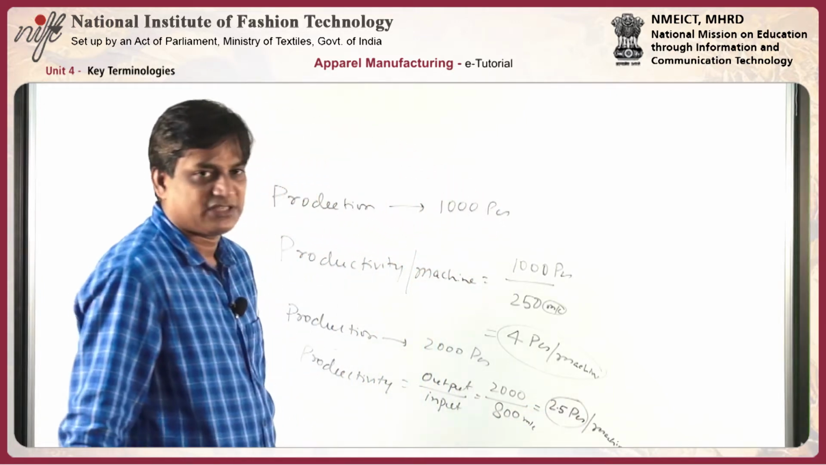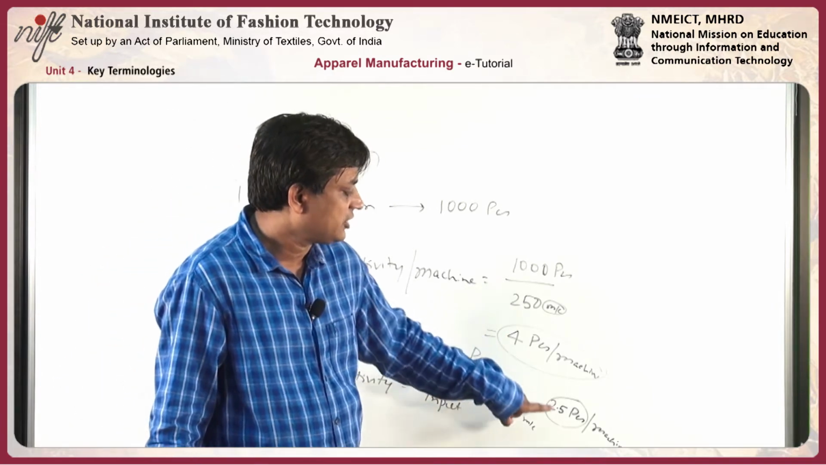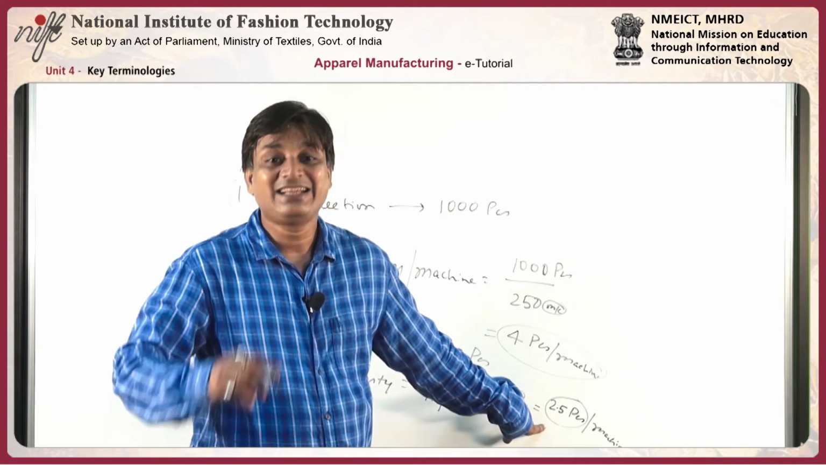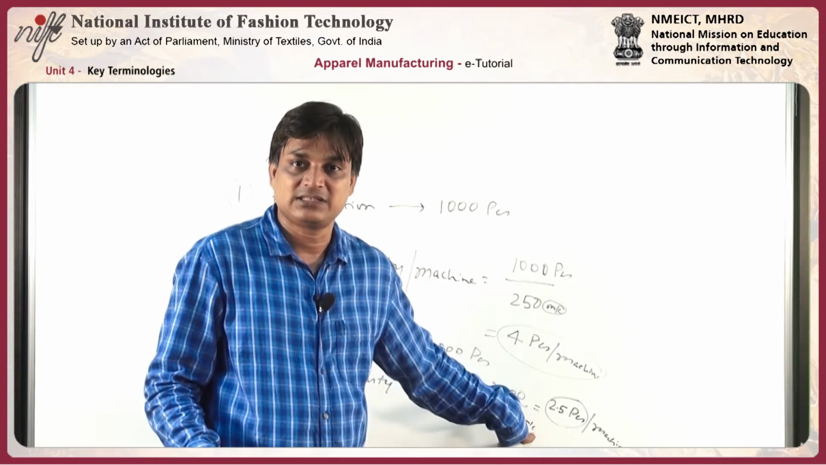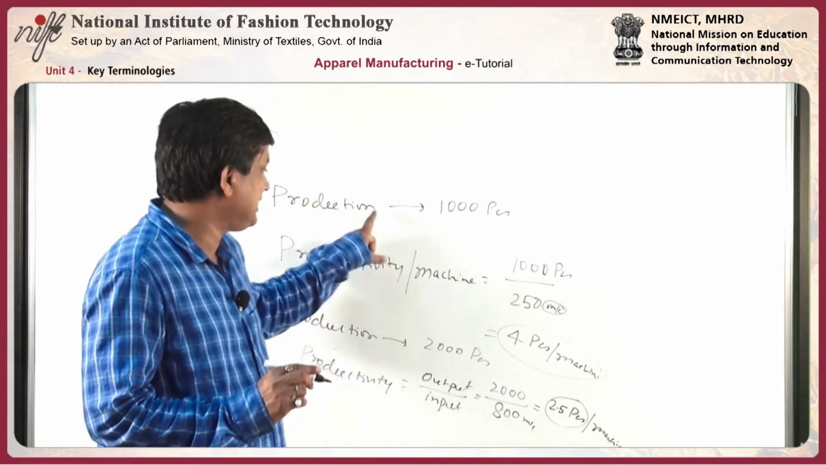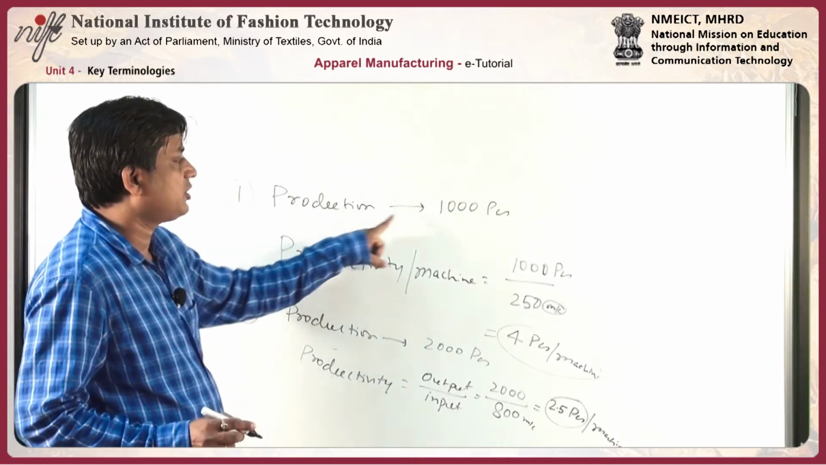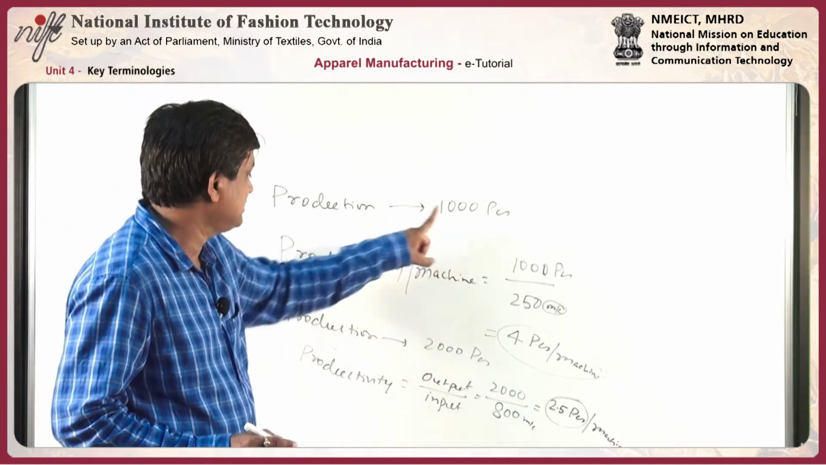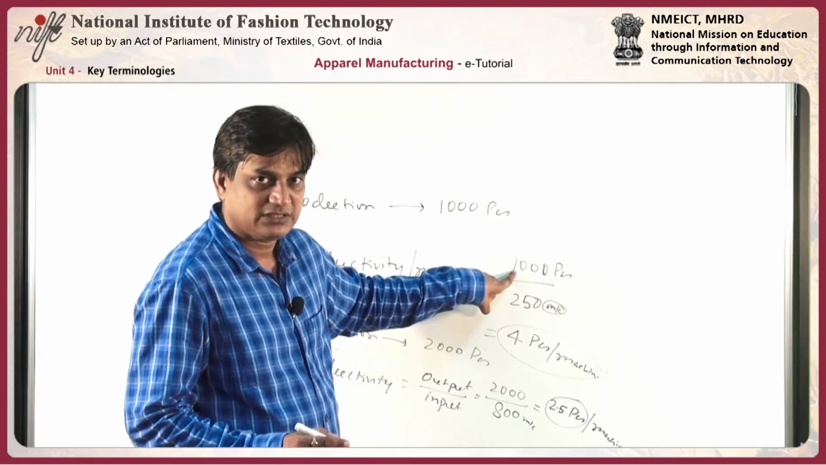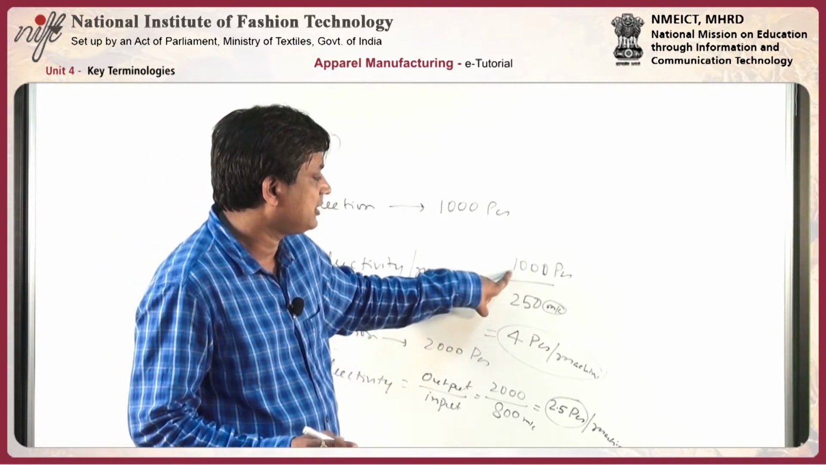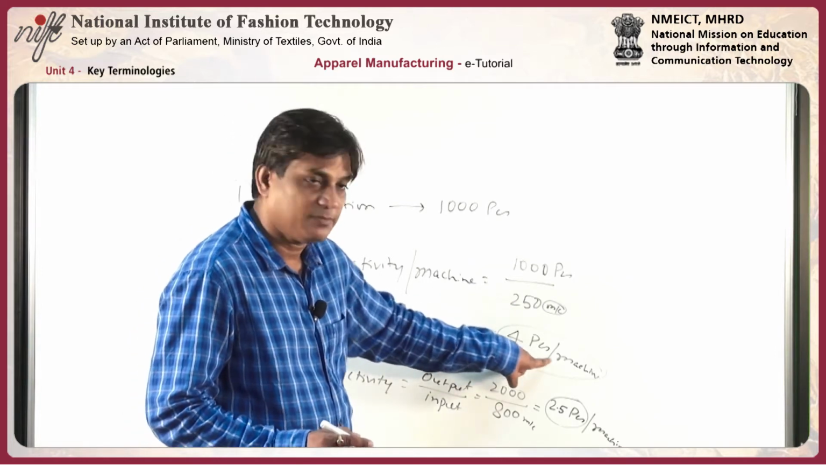So it's 2.5 pieces per machine. Earlier my productivity was 4 pieces per machine. Now my productivity has decreased from 4 pieces to 2.5 pieces. We can see this with two examples. In the first case the output was 1000 pieces, and productivity per machine is output divided by input, 1000 by 250 machines we are using. So it is 4 pieces per machine.